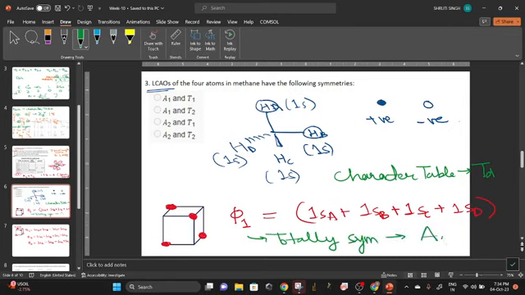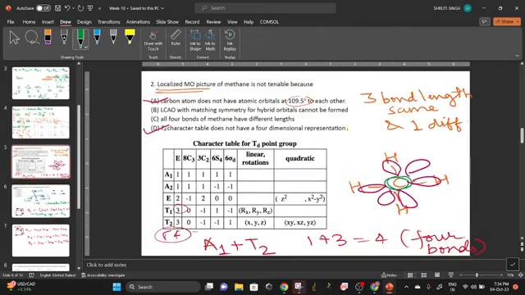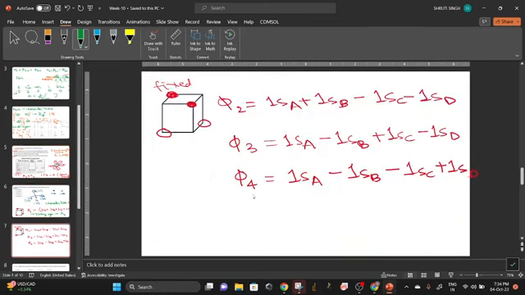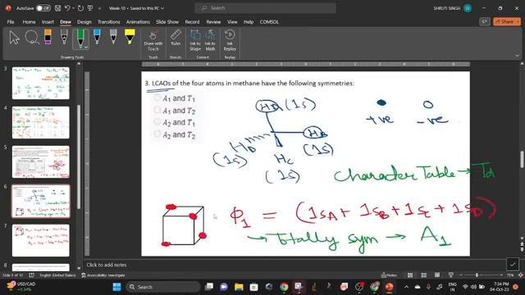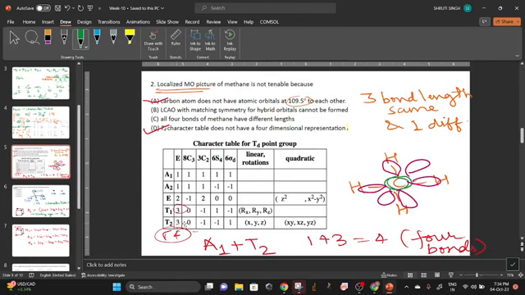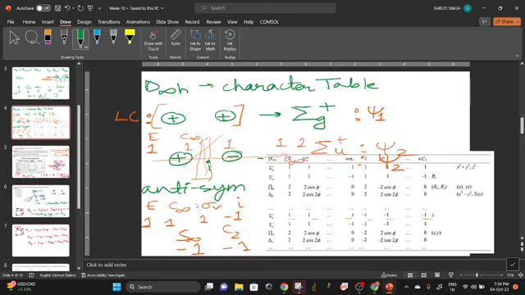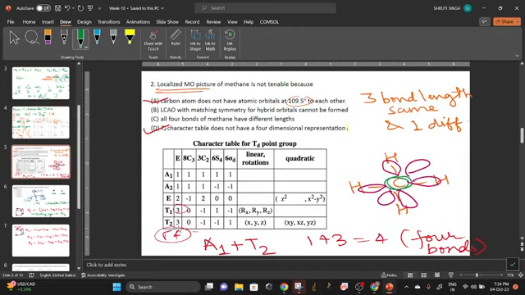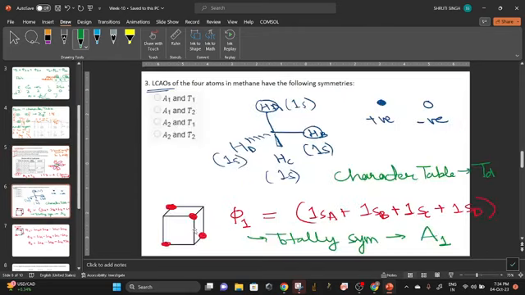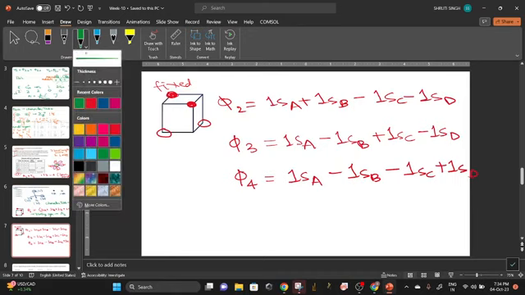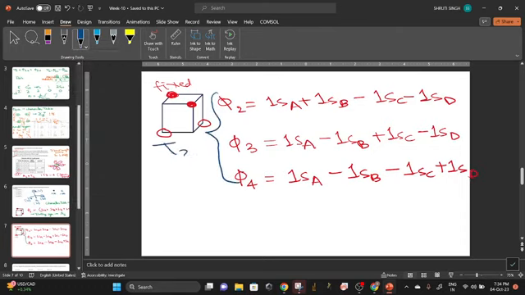And it will belong to A1. Okay, A1 representation, the totally symmetric representation. And these all 3 will jointly belong to T2 representation. 3, 0, minus 1, minus 1, 1. T means triply degenerate, okay? So all of them will belong to T2. So this belongs to T2.